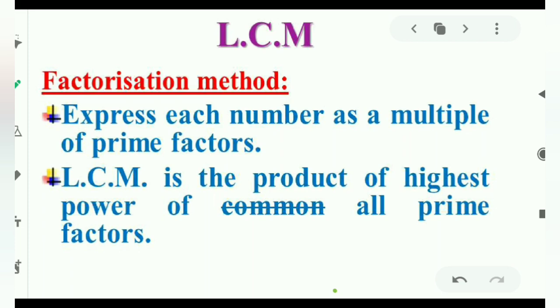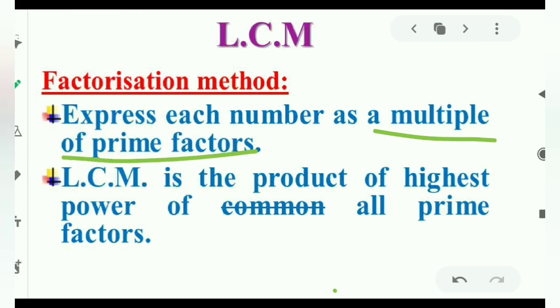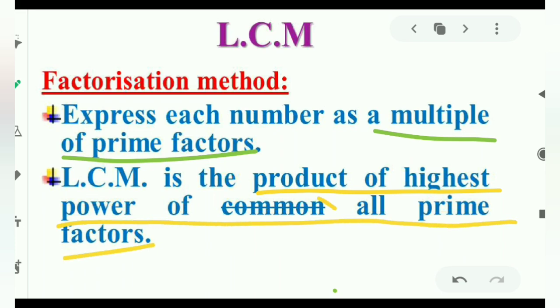In the second step, we have found the HCF. Here, in the first step, express each number as a multiple of prime factors. In the next step, we are going to find the LCM, the product of the highest power of all the prime factors, not just the common ones. It is just the opposite of the definition of HCF, right?